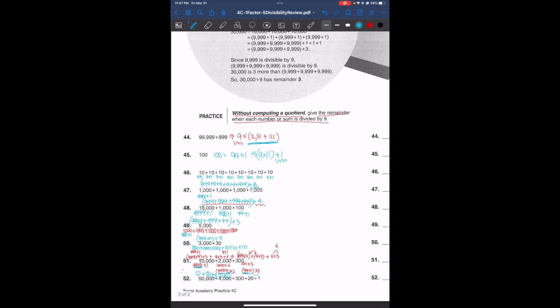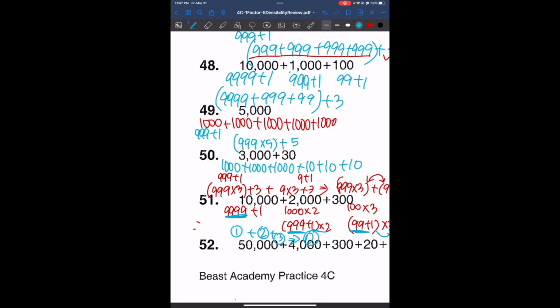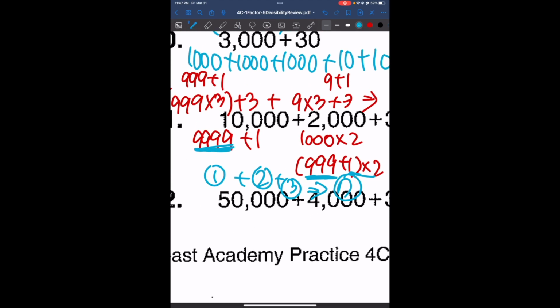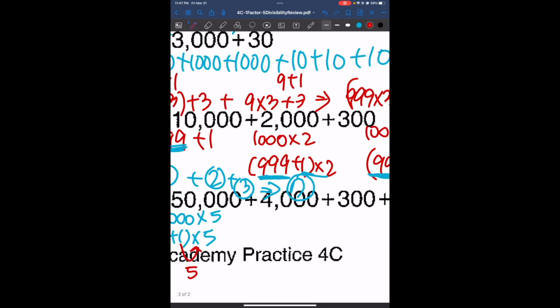Now last question, we have 50,000 plus 4,000 plus 300 plus 20 plus 1. And so for 50,000, that can be expressed as 10,000 times 5. So it's going to be 9,999 plus 1 times 5. And already from this sequence, we know that we have a remainder of 5. And then 4,000 can be expressed as 1,000 times 4. So it's 999 plus 1 times 4. So from that, we have a remainder of 4.